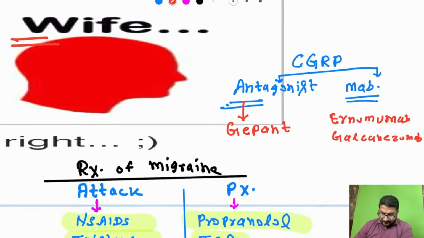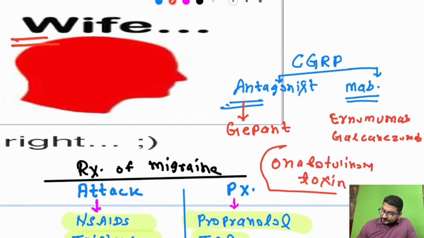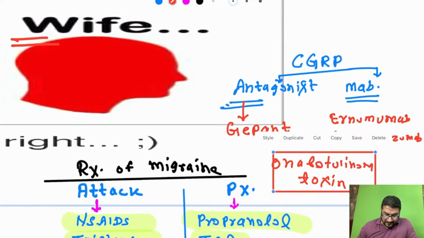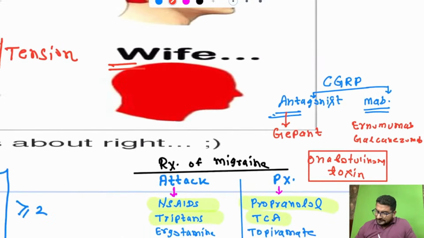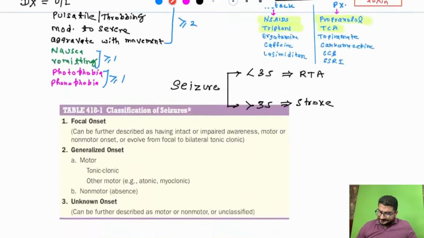Even now understand, we have a toxin. Just remember, these are something new. Onabotulinum toxin is also approved in migraine. Onabotulinum toxin type A is something which is approved in treating migraine. So these are some new remedies. Clear? Charubala, am I clear? So this is about the migraine treatment part which they ask in exam.